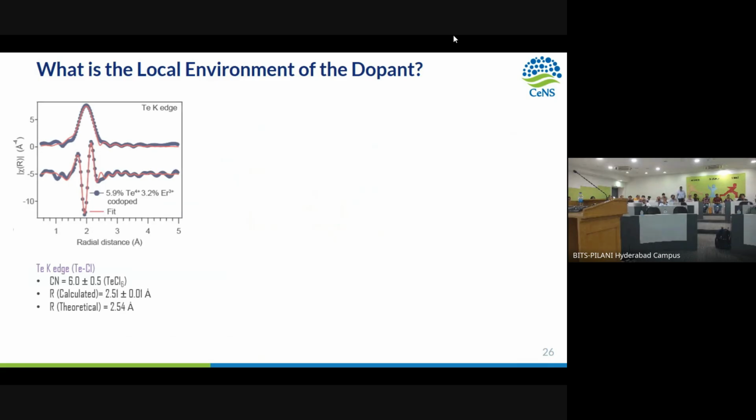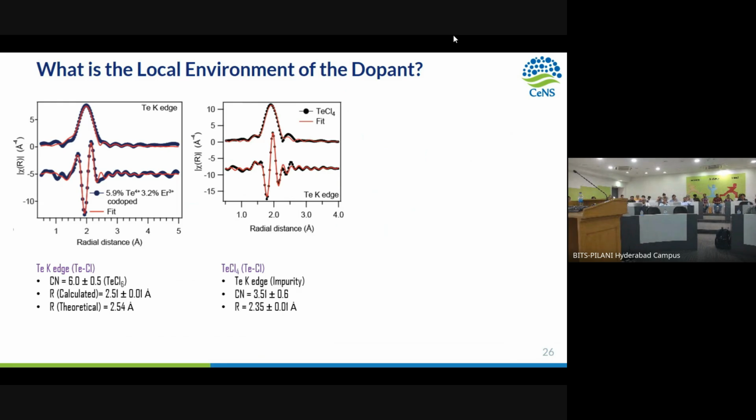Okay, so we looked at the environment of the dopant K-edge. We did here a quick first shell analysis. There we find that tellurium is in a 6 coordination environment, and the calculated bond length is around 2.51 Angstrom, which is very similar to the theoretical value. We also compared with a standard sample of tellurium chloride, TeCl4. There we found the coordination number is 3.51 and the bond length is much smaller, 2.35.